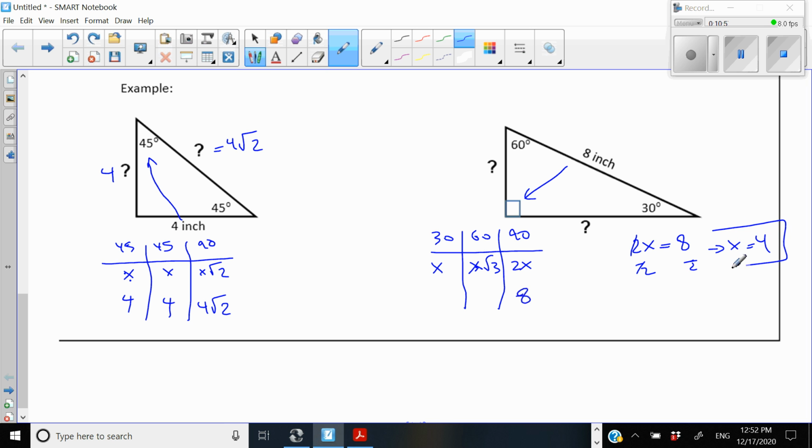So I found x. Now I'm going to replace that here. X is 4. And what is the measure of the side which is opposite 60? It's just going to be x times radical 3. X was 4, so it's going to be 4 square root of 3. So this is how we can solve special right triangles.